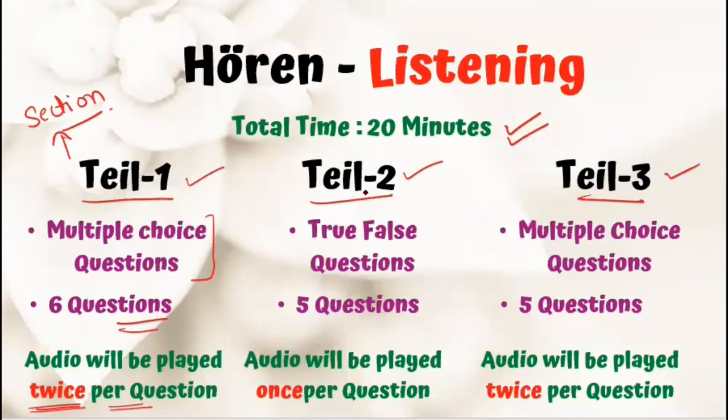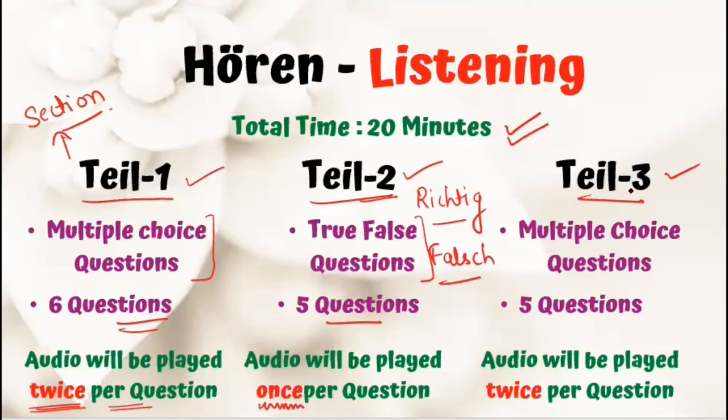Now coming to tile 2, you have true or false questions. That is, in German, richtig oder falsch. That is right and wrong questions, true or false questions. And you have to answer 5 questions. But in tile 2, the audio will be played only once. So you have to pay more attention to the audio part. In tile 1, you will listen to the audio twice, and in tile 2, you'll listen to the audio once.